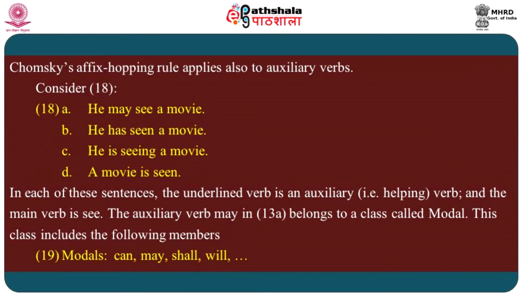Consider 13. He may see a movie. He has seen a movie. He is seeing a movie. A movie is seen. In each of these sentences, the underlying verb is an auxiliary, that's a helping verb, and the main verb is see. The auxiliary verb may in 13a belongs to a class called modal. This class includes the following members: can, may, shall, will, etc.